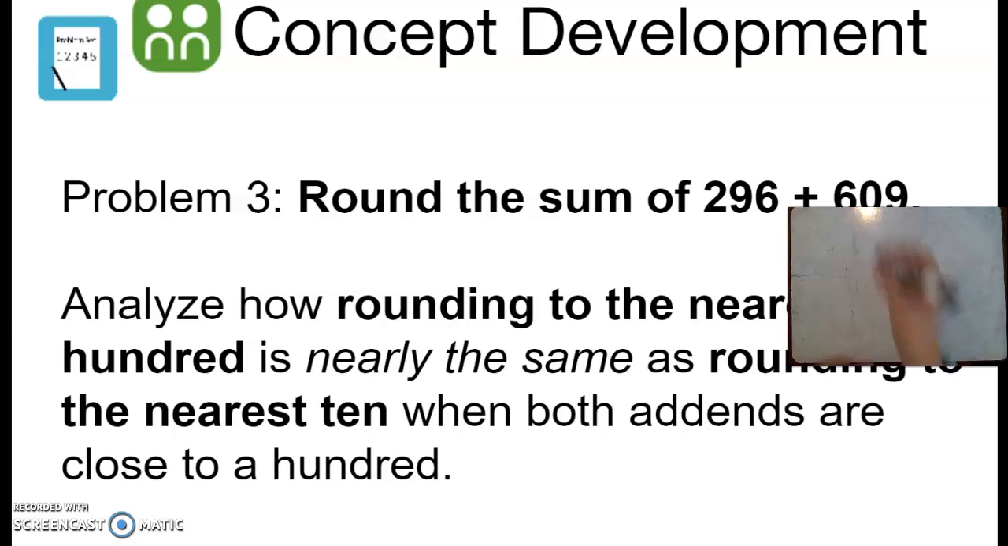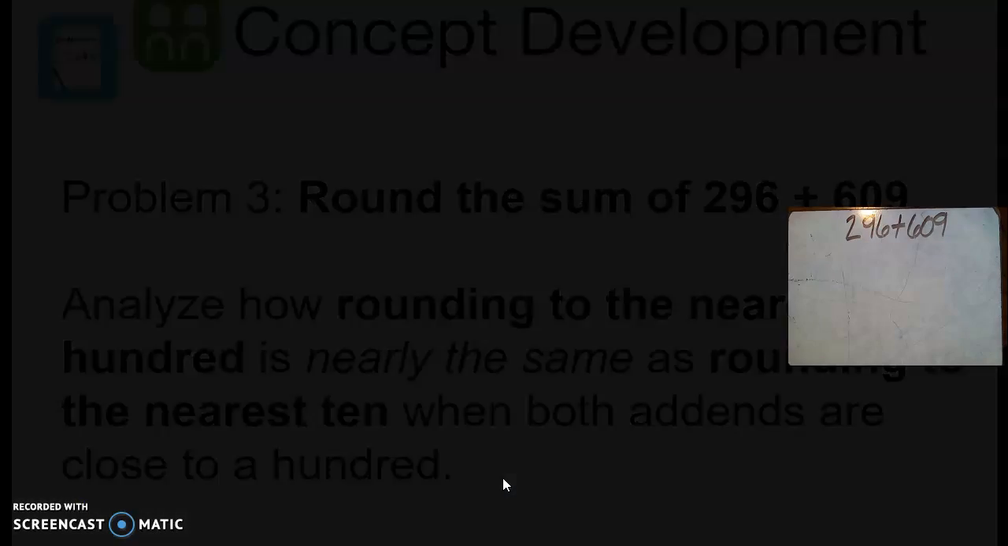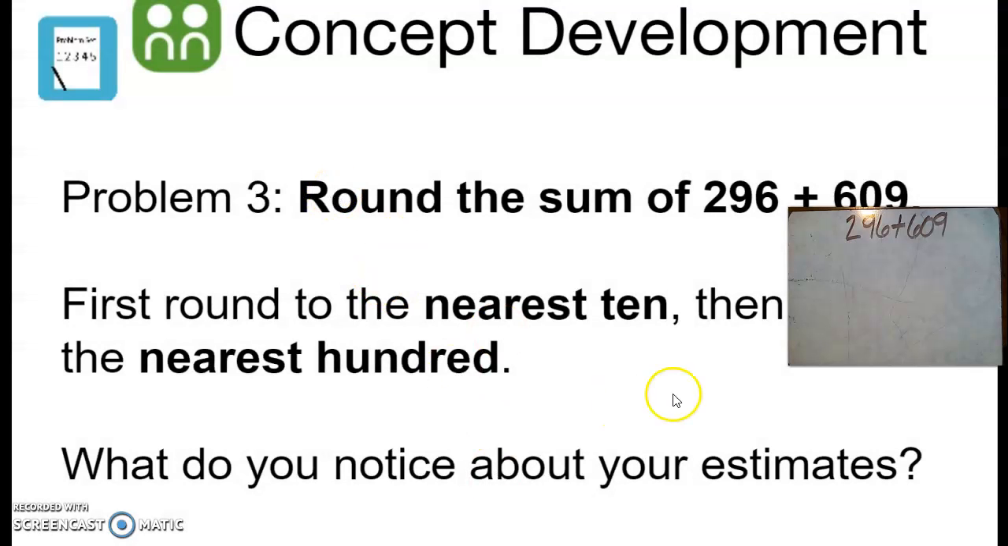Problem 3 is asking us to round the sum of 296 plus 609. It says, analyze how rounding to the nearest hundred is nearly the same as rounding to the nearest 10 when both add-ins are close to 100. So it wants us to first round to the nearest 10, then to the nearest 100.